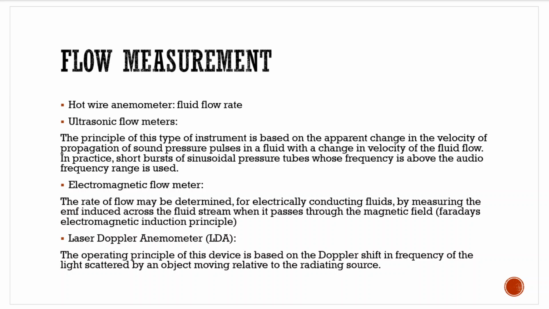Now, the flow measurement. In case of flow measurement, we have already seen the hot wire anemometer. We have seen how a varying flow rate can be determined using a hot wire anemometer. We have ultrasonic flow meters as well. So the principle in this case is that an ultrasonic wave, or any sound wave, is propagated through a fluid medium. Its velocity will change, and that will change proportionally to the change in the velocity of the fluid. Right.